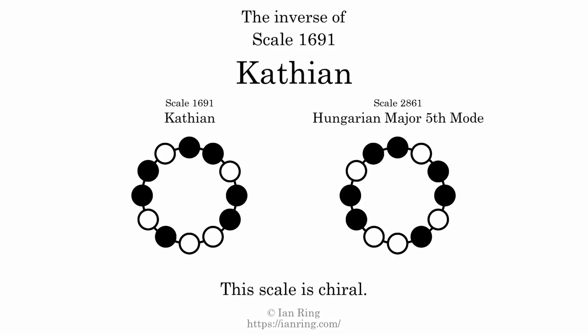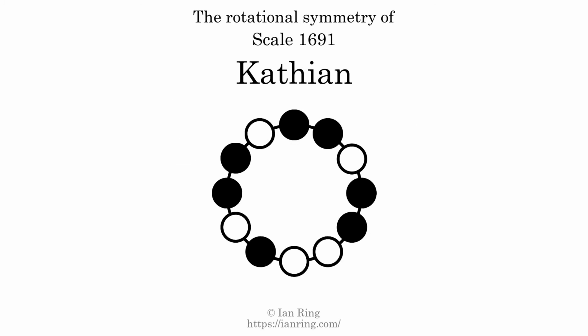The inverse of a scale is a mirror image. It is what you get when the sequence of intervals is reversed. The inverse of this scale is scale 2861, also known as Hungarian major fifth mode. This scale is chiral. It cannot transform into its inverse by rotational transformation. This scale has no rotational symmetry.